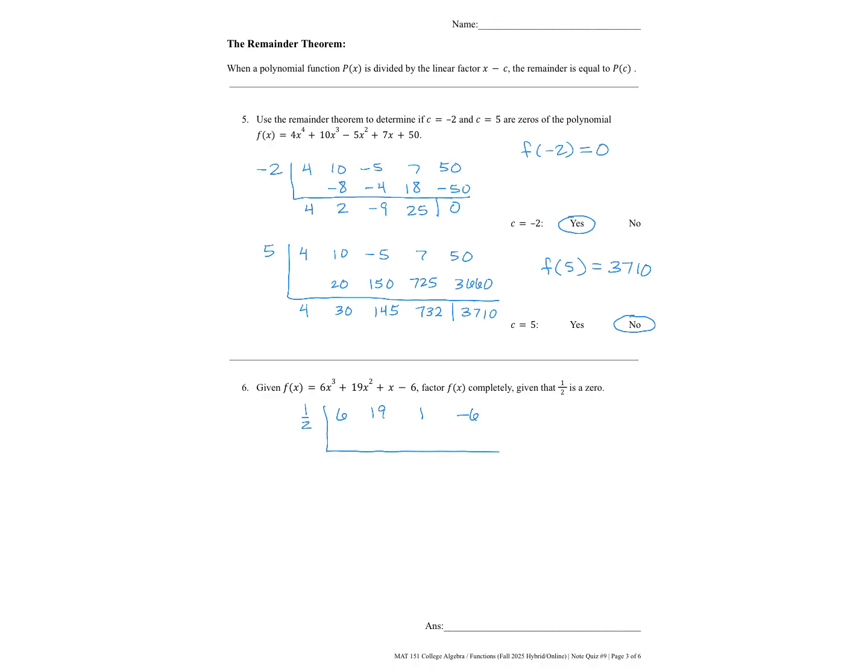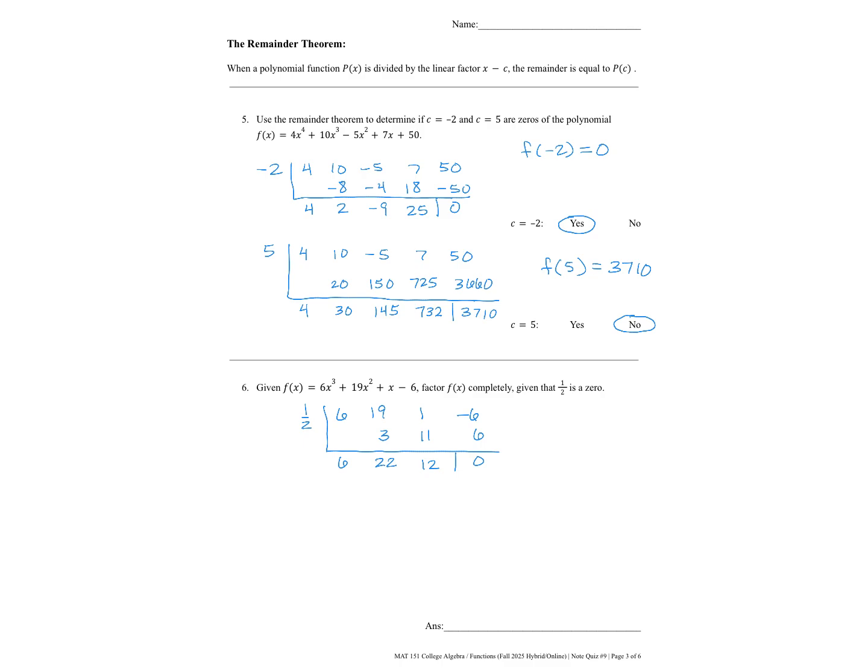So bringing down my 6, multiplying by half, a half of 6 is 3. 19 plus 3 is 22. Half of 22 is 11. 11 plus 1 is 12. Half of 12 is 6. Add them up and get a remainder of 0. Again, it's not a surprise here because we expected a remainder of 0 because we were given the fact it was a 0.